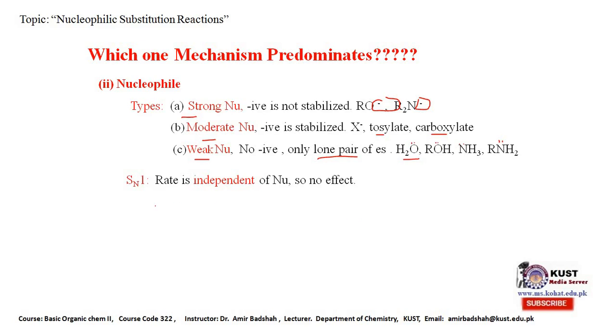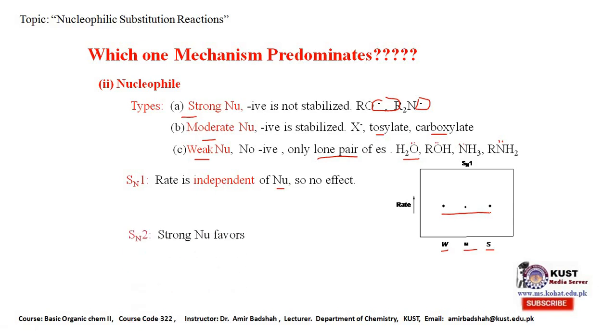In the case of the SN1 mechanism, we know from the mechanism that the nucleophile is not involved in the rate determining step, so the nature of the nucleophile has no effect on the rate of SN1. If it is weak, moderate, or a strong nucleophile, the rate of the SN1 reaction mechanism will remain the same. It will have no effect.